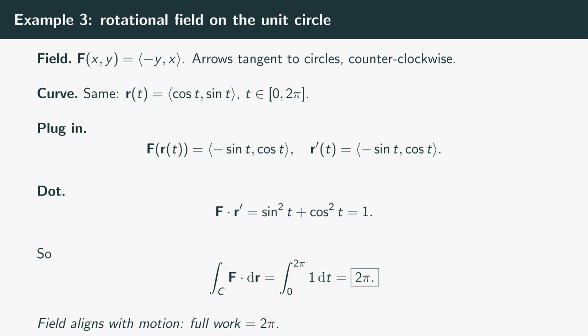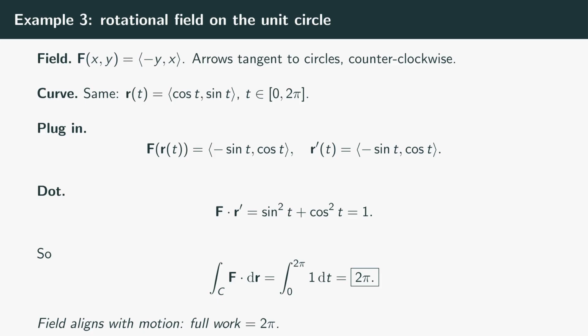Notice something, f of r of t equals r prime of t exactly, the field, on this curve, points in the same direction as the motion with the same magnitude. The dot product is the squared length, sine squared t plus cosine squared t equals 1 identically. The integral is the integral from 0 to 2 pi of 1 dt equals 2 pi. Same curve as the radial example, different field, answer 2 pi instead of 0. The rotational field aligns with the motion everywhere, so it does maximal work. The radial field is perpendicular to the motion everywhere, so it does no work.